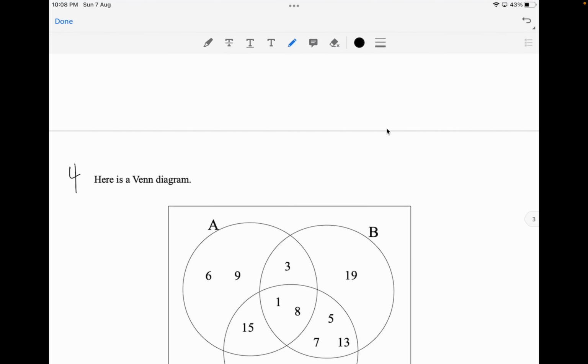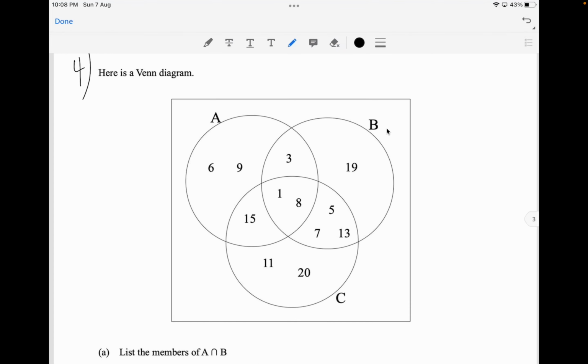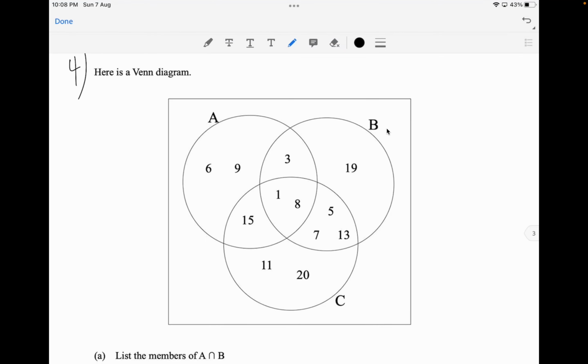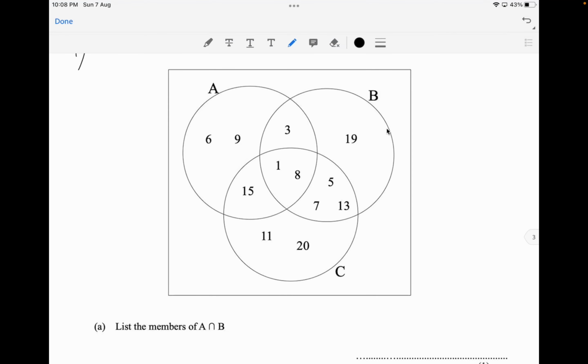Now, the next question states another Venn diagram. Here is a Venn diagram that you guys can see, which is usually already filled up. Now you have to list the members of A inverted U B in this case, which means intersection. So everything in between A and B, which intersects, which is in both A and B. List the members of A intersection B.